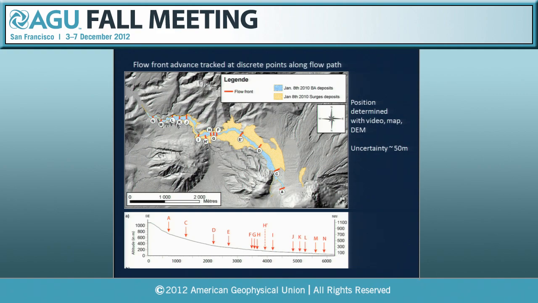And so as part of Alex Moll's thesis, he tracked this flow front advance. He did this using, obviously, the video, this high-resolution DEM that's at about 1 meter, and a map of the deposit provided by the MVO. And so you're just seeing the flow front positions that he could pick out of the videos, along with just the profile of the valley. And he can pinpoint these locations within about 50 meters.